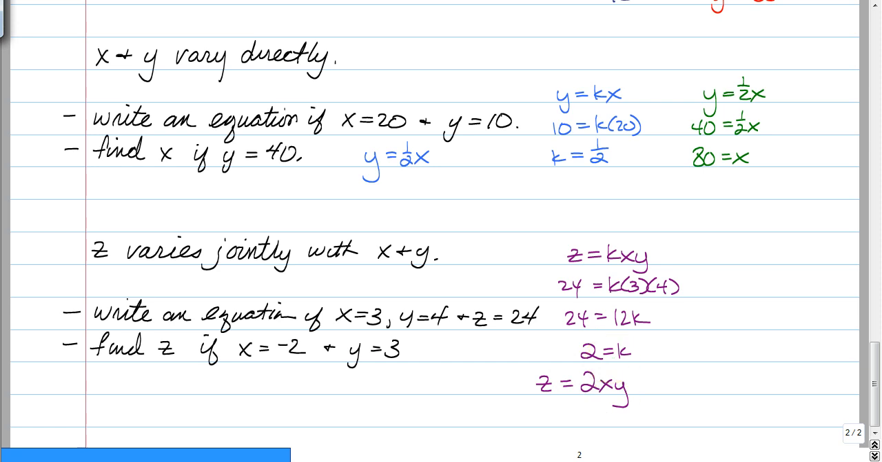Go back, and we're going to find z when we know that x is negative 2 and y is 3. So we have z is equal to 2xy. Substitute in your negative 2 and 3. So z is equal to 2 times the negative 2 times 3. So z is equal to a negative 12, and you are done.